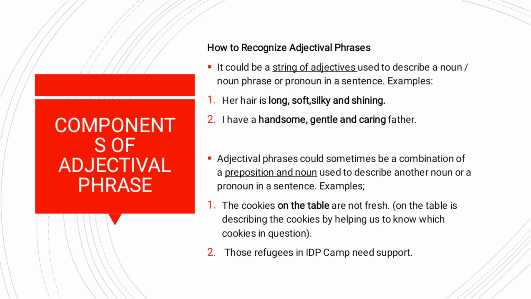Example 2. I have a handsome, gentle, and caring father. The strings of adjectives in this sentence include handsome, gentle, caring.